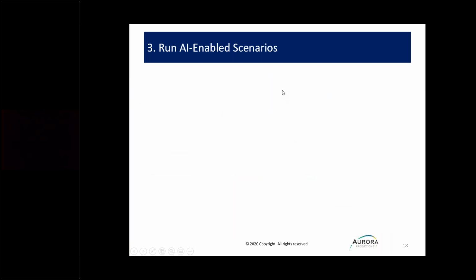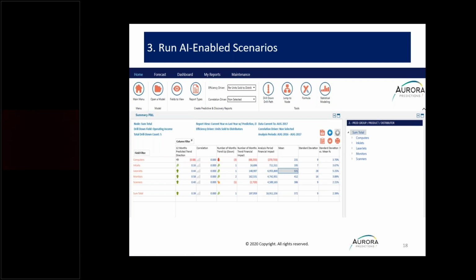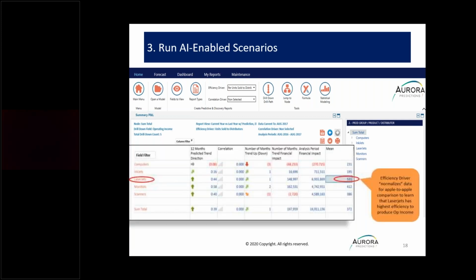Now, let's drill down on this. Okay, so now what we're going to see back again is our product groups. And we're going to see LaserJets, and let's blow this up, is that LaserJets generates the most operating income per unit sold. So not only does it generate the most operating income, but it's also the most efficient at generating operating income. And by using this efficiency driver of operating income per unit sold, we're normalizing the data. In other words, we can make apples to apples comparisons. So here we find out that LaserJet's quite efficient at $531.